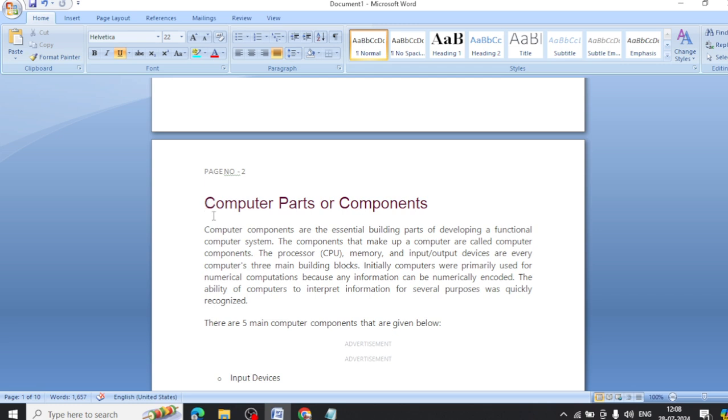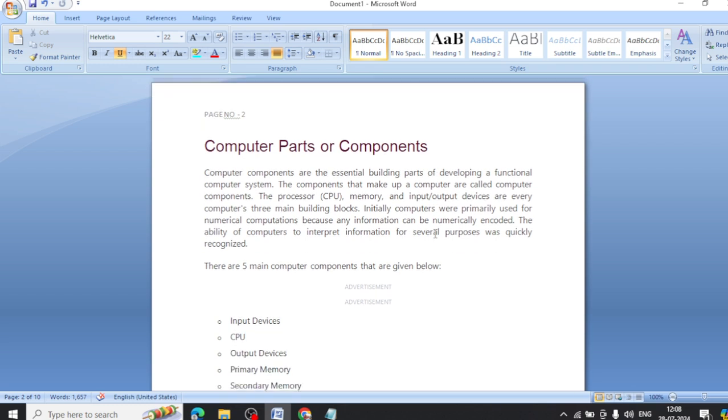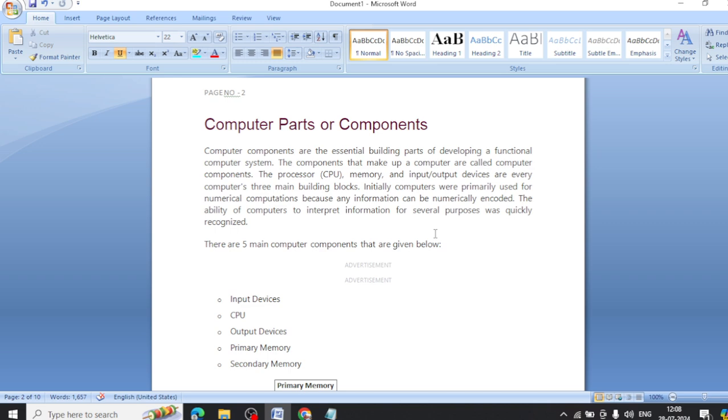Okay, computer components are the essential building parts of developing a functional computer system. The components that make up a computer are called computer components. The processor, memory, and input-output devices are a computer's three main building blocks. Initially, computers were primarily used for numerical computation because any information can be numerically encoded. The ability of computers to interpret information for several purposes was quickly recognized.